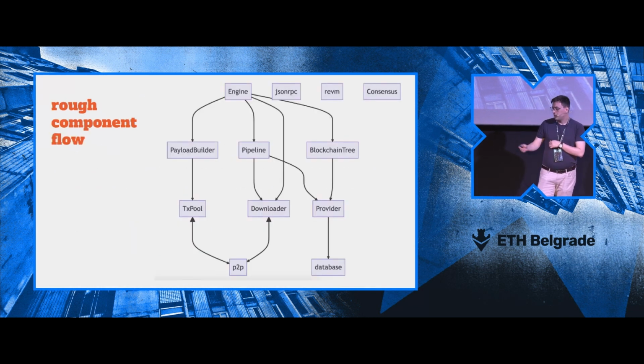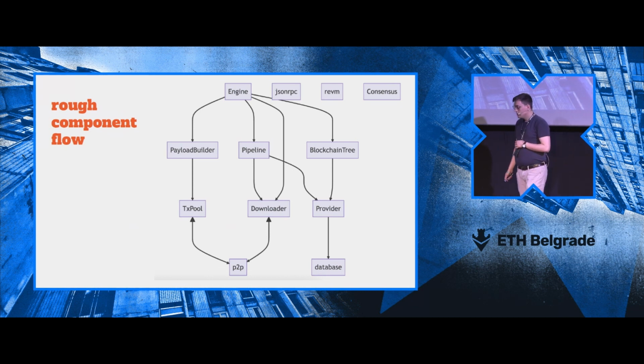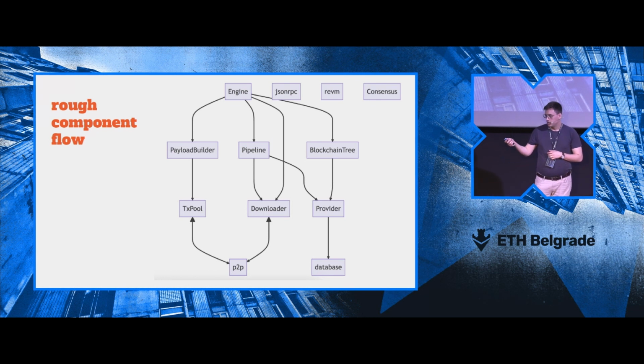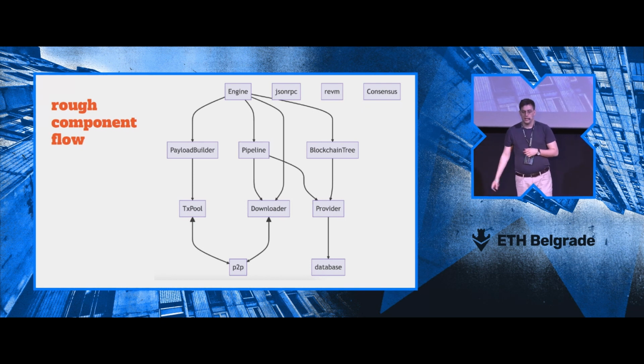That's a very rough component flow. It looks something like this. Engine is at the top. It drives tree, pipeline, and building. Pipeline basically takes blocks from the downloader and fetches from P2P, while the blockchain tree and pipeline touch the provider to send write data or reorg if needed.